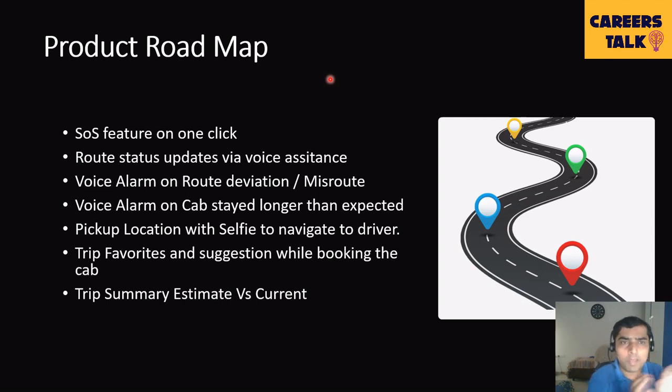Now, if we go back to the pain points and use cases which we identified, whatever items we could not take in the MVP, we can bring here. Like you can see, we have taken the SOS feature on one click, route status updates by voice assistance, and some more features I have added here, like route deviation, misroute alarm, and if the cab has stayed longer than expected. These are the things we have taken under the product roadmap.